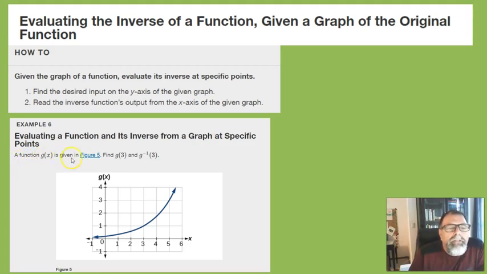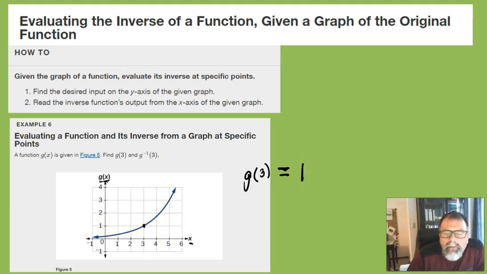Okay, so here's an example, evaluating a function and its inverse from a graph at specific points. A function g of x is given in Figure 5. Find g of 3. So our input is x, and g of x is the y value, the output. If the input is 3, I go up to the graph. That point is for g. If x is 3, y is 1.